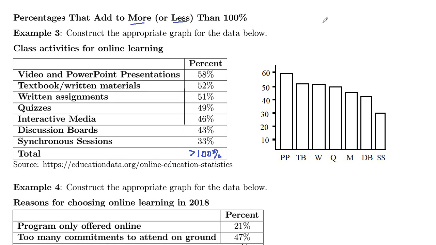So we want to use a bar graph, and that might look something like the following. So here on our vertical, we have percentage of classes using these methods, and then the height of the bar is the percentage here. So 58% were PowerPoint presentations, so our bar comes up just a little lower than 60, and then 52% were textbook materials. So this bar comes up to a height just a little higher than 50%, and so on. And then we've got the bars here labeled PowerPoint, textbook, written, quizzes, etc. So on the horizontal here, we've got the activity.